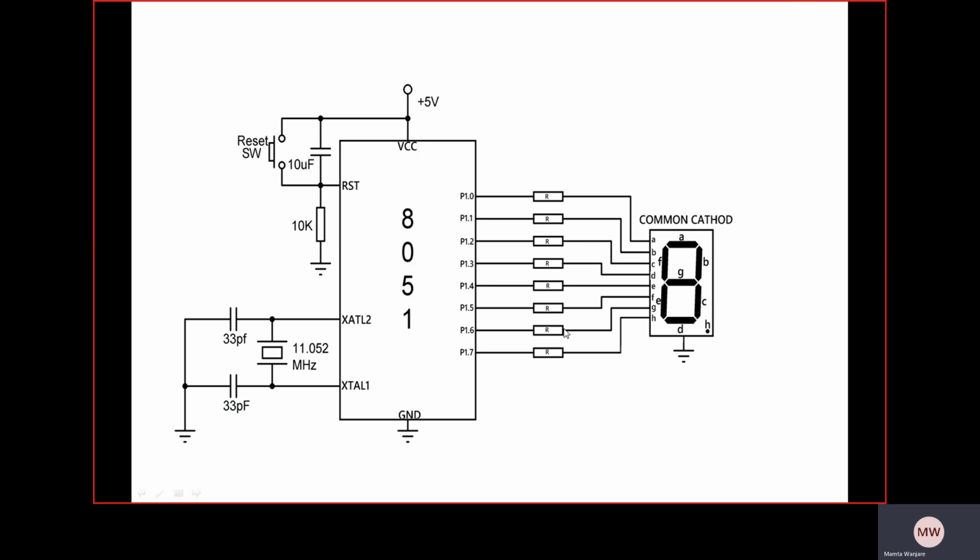That is the circuit diagram of 7 segment display interface with 8051 microcontroller. The 7 segment display has 10 pins, 2 pins are common. That is a common cathode display. A to H are connected to port 1.0 to 1.7. We are using a total of 8 pins from the 8051 microcontroller. Pin number 40 of the 8051 microcontroller, VCC, is connected to plus 5 volt supply and pin number 20 is connected to the ground terminal.